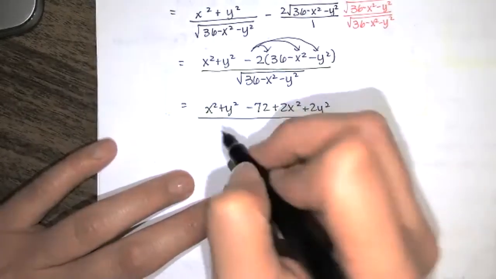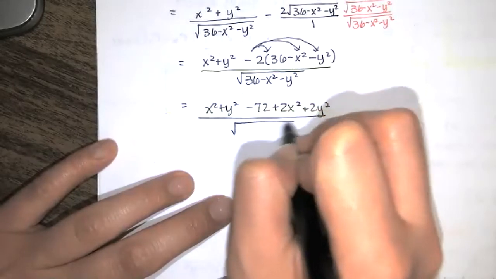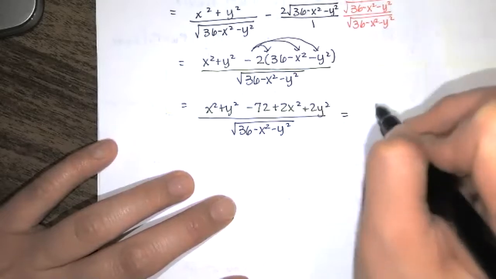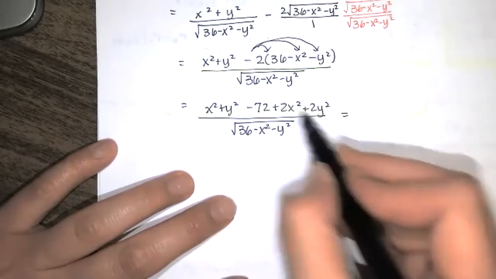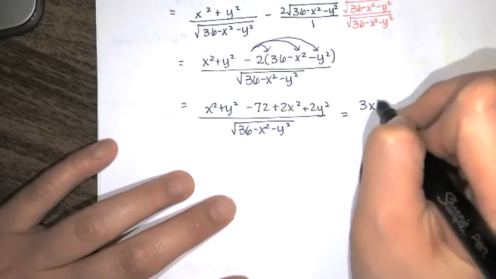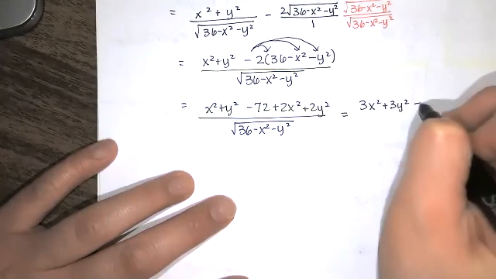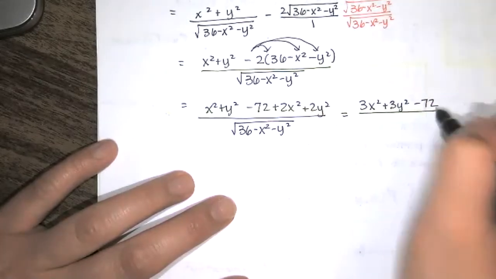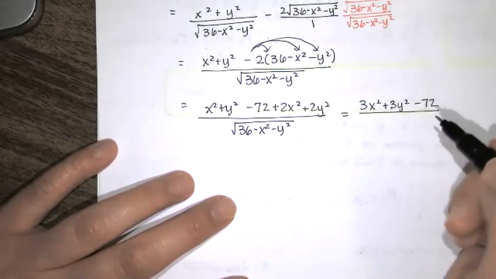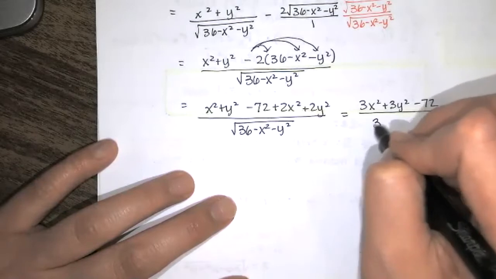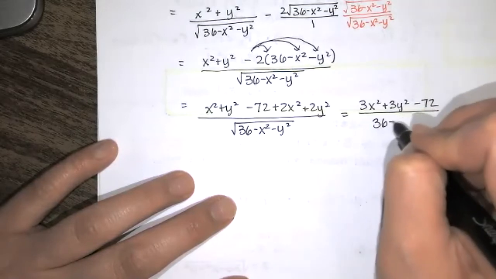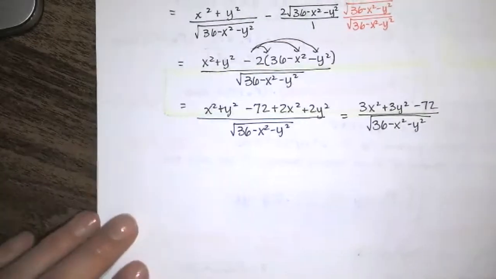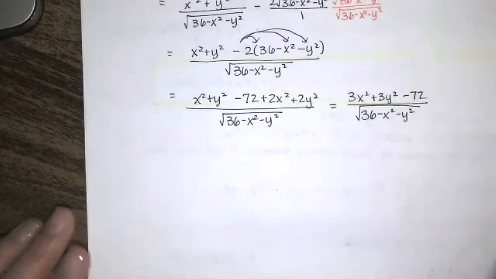Man. A lot of algebra. And we got 3X squared and 3Y squared now, minus 72. I guess we could factor out a 3 from everything up there. I'm not sure that that would help us though.